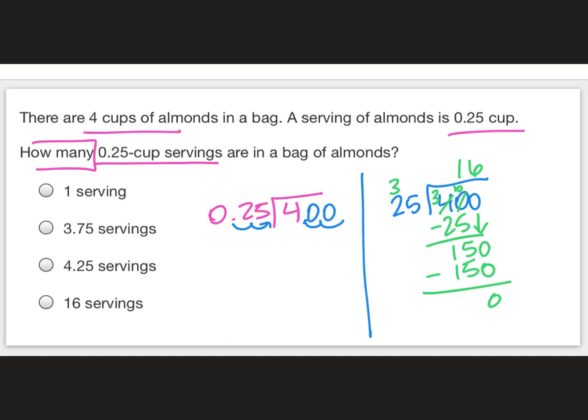So if you didn't get that right away, you can guess and check a little bit and see. Just keep in mind that the 5, when multiplied by, has to end in 0. So that's why I chose 6 after thinking about the multiples of 25. All right, so our answer is 16 servings.